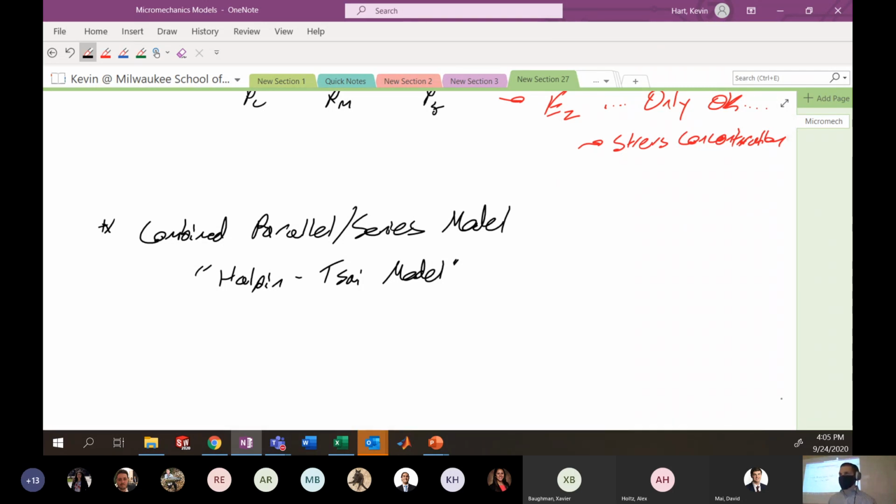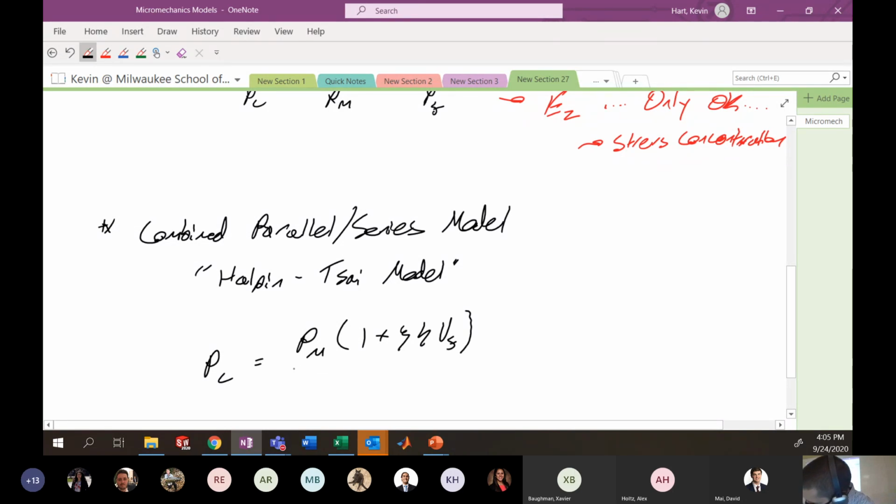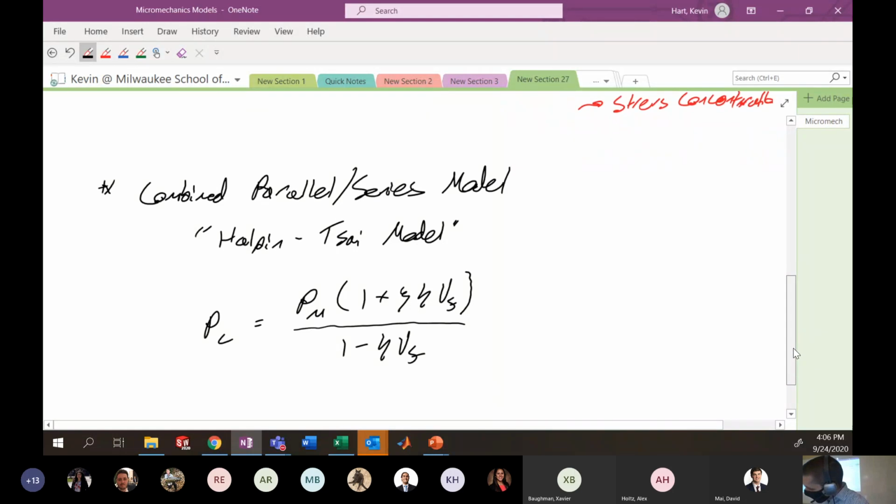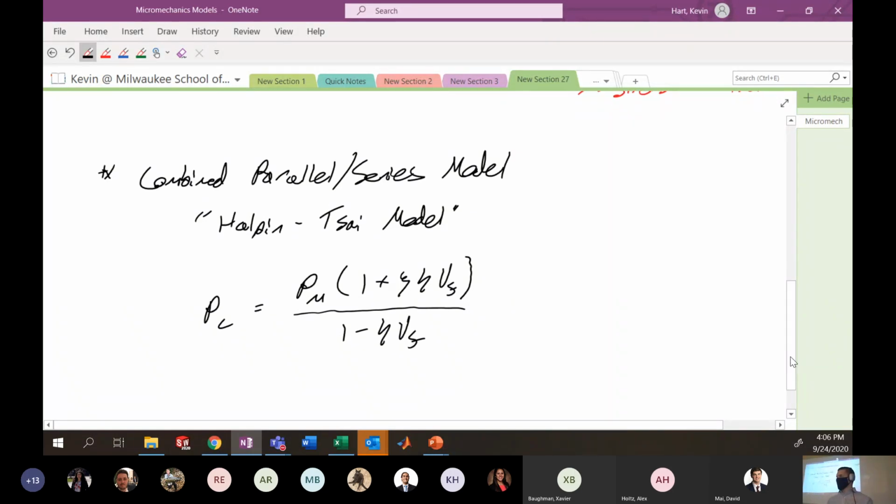There's some flavors of your electrical engineering circuits classes, where you're talking about parallel and series flow of electricity. This is a similar idea where we have parallel and series flows of stresses inside of our composite. The general equation is that the property of your composite is the property of the matrix times this strange looking 1 plus xi eta VF over 1 minus eta VF, where eta and xi are stand-ins for some semi-empirical values that we would get from experiment.